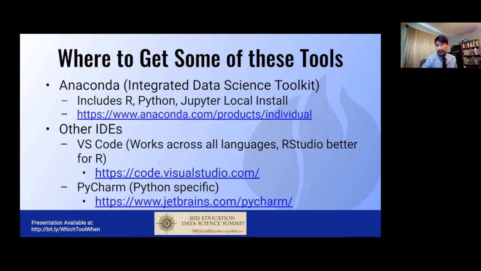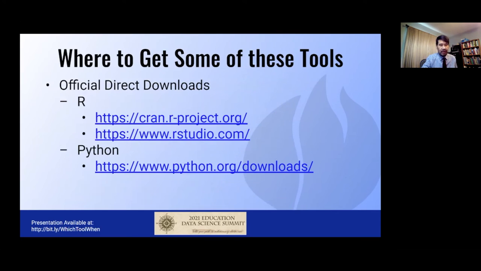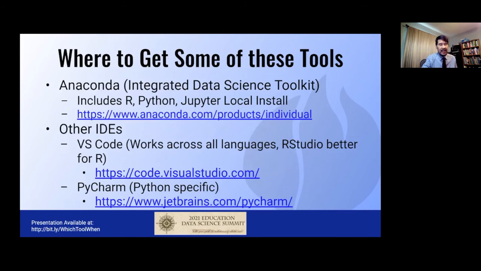I'm going to go through this pretty quickly because, as usual in these things, my time is going to run out pretty soon. Official downloads for R and Python are on this slide. Anaconda is kind of integrated. It includes R, Python, and Jupyter all in one bucket, so it's not a bad place to start with data science. Other IDEs for Python might be VS Code or PyCharm, but those aren't as data oriented. They're more general purpose programming oriented.